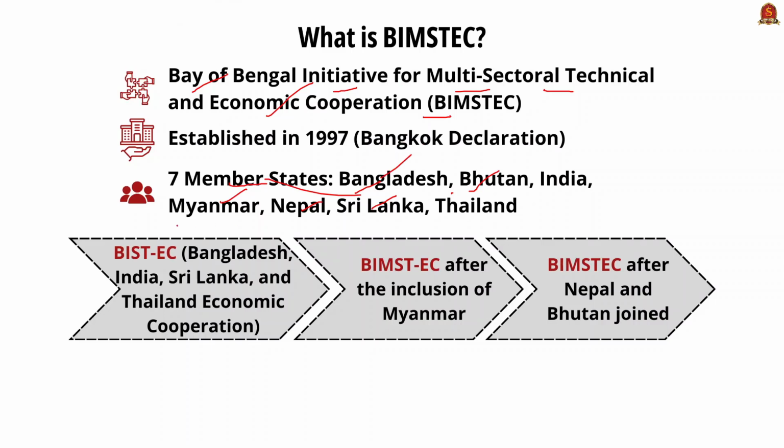Initially it was known as BIST-EC, which includes Bangladesh, India, Sri Lanka and Thailand Economic Cooperation. But later it was renamed to BIMST-EC after the inclusion of Myanmar, and later BIMSTEC after Nepal and Bhutan joined. The only difference in the abbreviation is the addition of each member country.